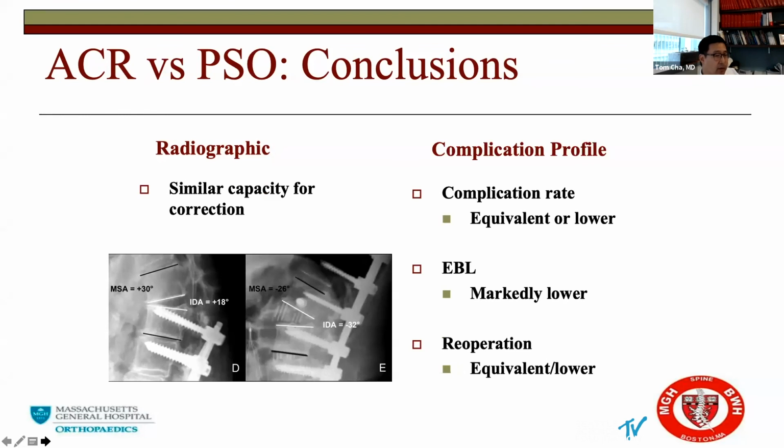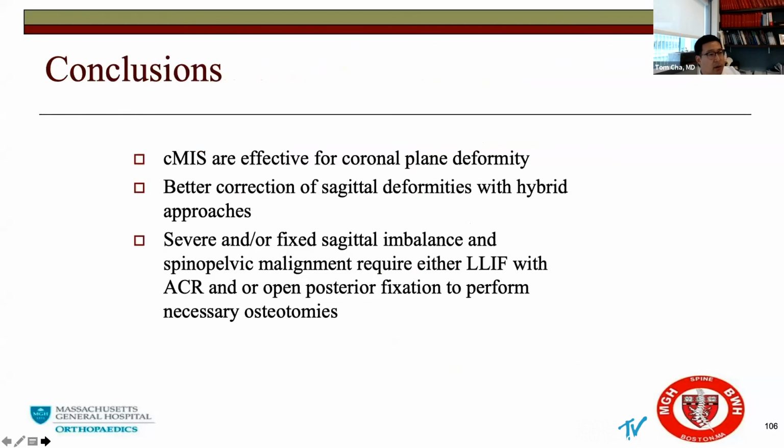So in conclusion, circumferential MIS procedures are likely only effective for addressing coronal plane deformities. There's better correction of sagittal deformities with a hybrid type approach. And then severe or fixed sagittal imbalance and severe spinopelvic malalignment require either an LLIF with this ACR technique or standard open posterior fixation to perform your necessary osteotomies.